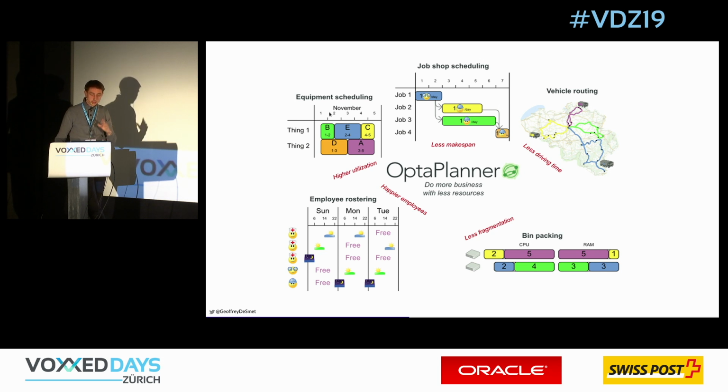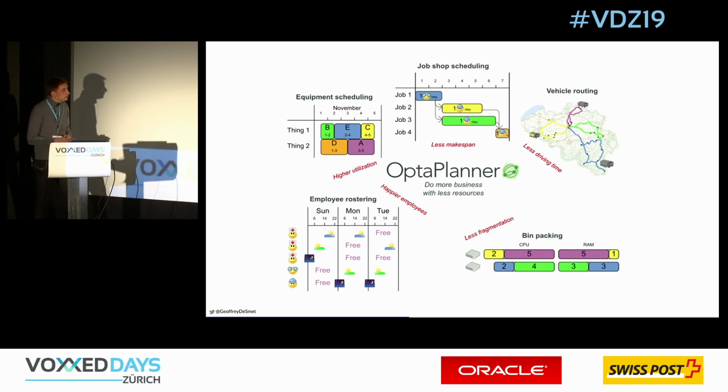Equipment scheduling, things like scheduling hospital beds to patients, for example. So this is the night that they arrive, this is the night that they leave. You can see that we assign each bed to each patient. Employee rostering, which I'll talk about in a minute.